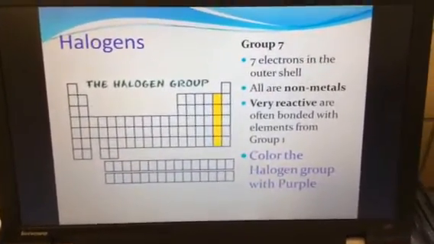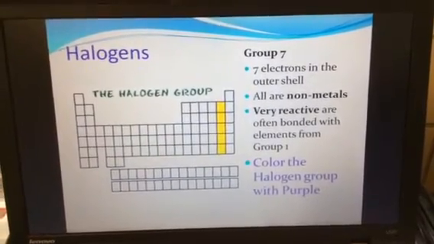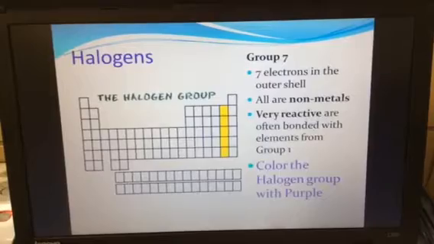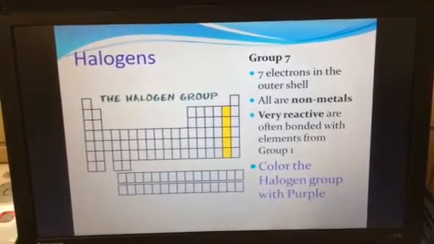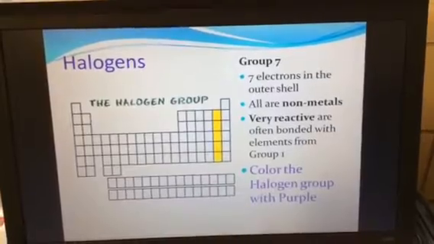Group 7 is your halogens. There are 7 electrons in the outer shell. Since it is group 7, remember those numbers typically always match. You're going to color the halogens purple.